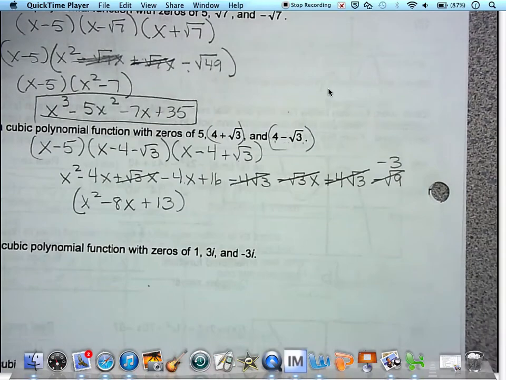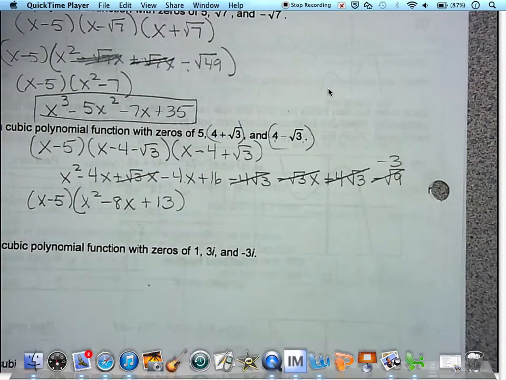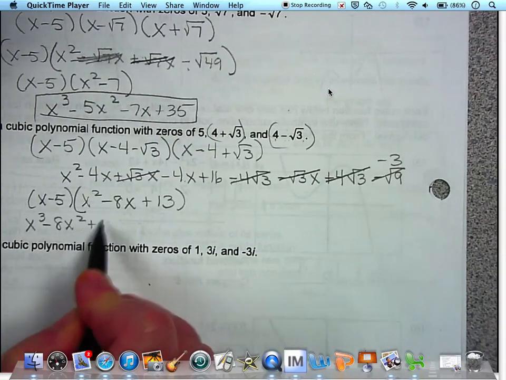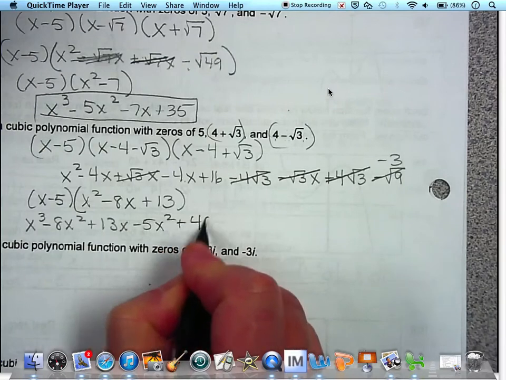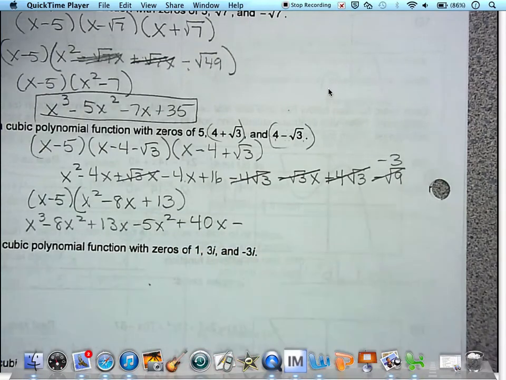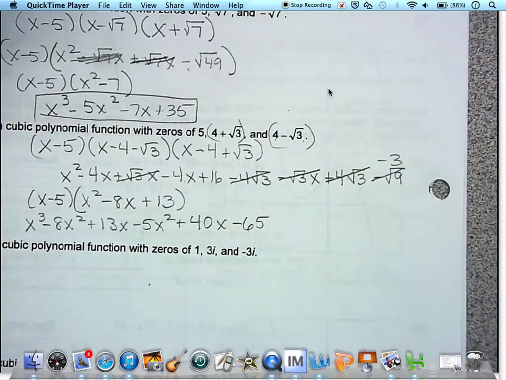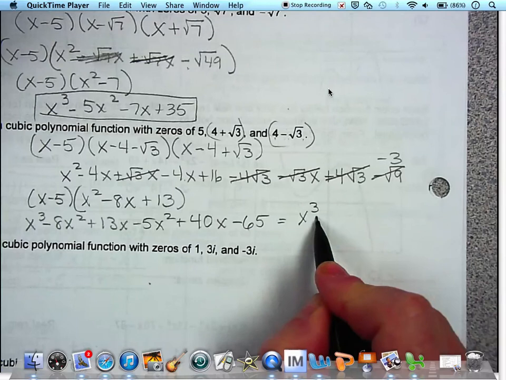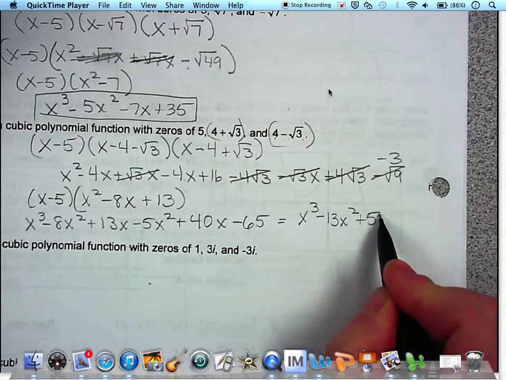You still have to multiply by the x minus 5. So you get x cubed minus 8x squared plus 13x. It's 5 times 13, 65. So then you get x cubed minus 13x squared plus 53x minus 65.